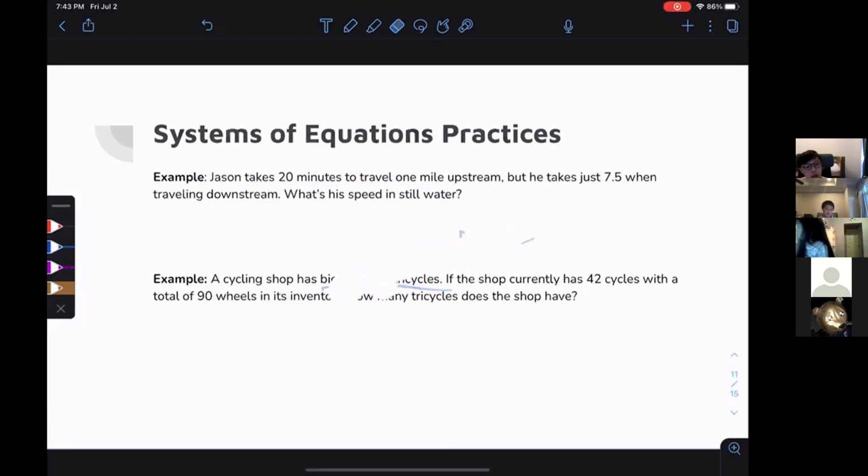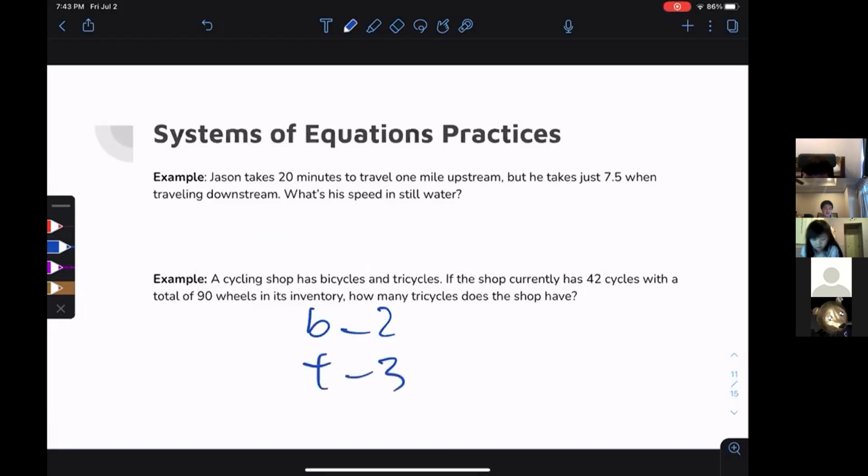Now, the shop currently has 42 cycles and a total of 90 wheels. How many tricycles does the shop have? As you probably know, a bicycle contributes 2 wheels to this total, and tricycles contribute 3 wheels. We know there are 42 vehicles in total, and they have a total of 90 wheels. That should be enough to help you solve both of these problems. So you can just go ahead and solve them, and private message me your answer when you're done.